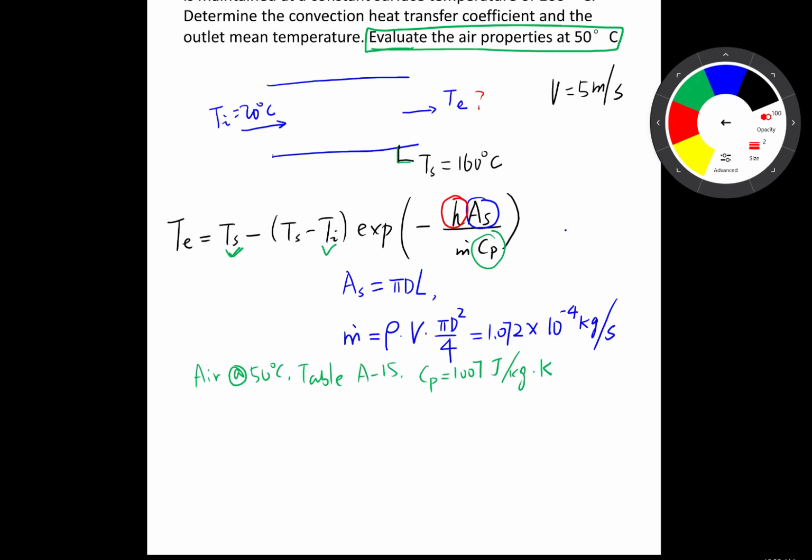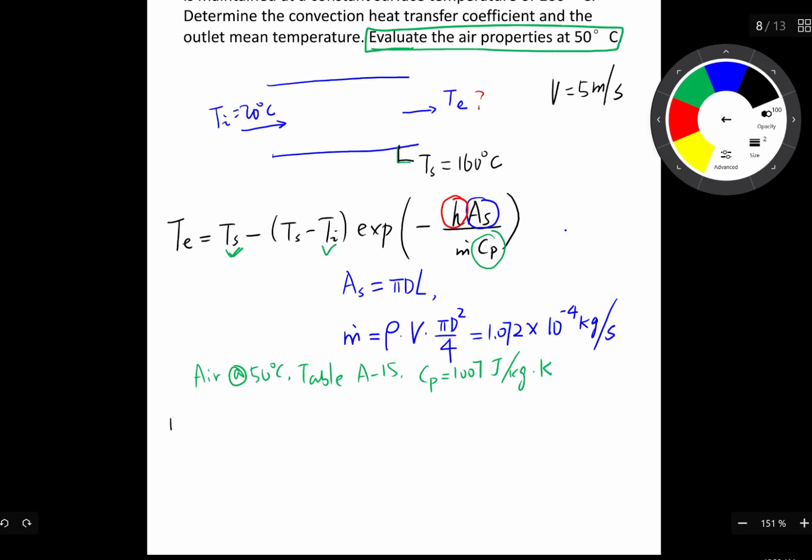So again, to determine the convection coefficient, we need to find the appropriate correlation. To find the appropriate correlation, we need to determine if it's laminar or turbulent, if it's hydrodynamically developed or developing, and if it's thermally developing or developed. Now let's compute the Reynolds number.